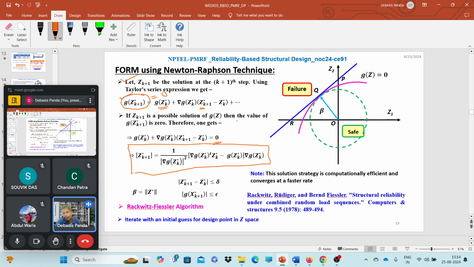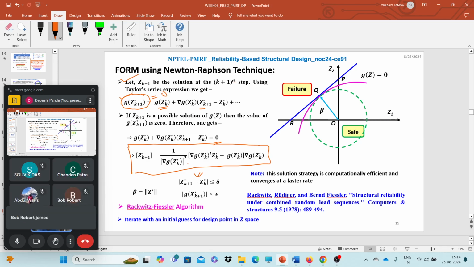So here we are starting from an initial guess of the root, then we go on iterating until convergence is achieved. The convergence we can ensure using two successive iteration points in the z domain, and we will find beta subsequently. So we are bypassing the algebraic solution and directly getting the numerical solution. This is the equation for the Rackwitz-Fiessler algorithm, and here beta is found by the norm of the final solution.